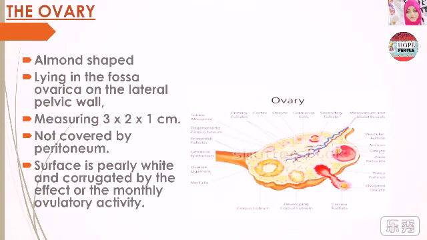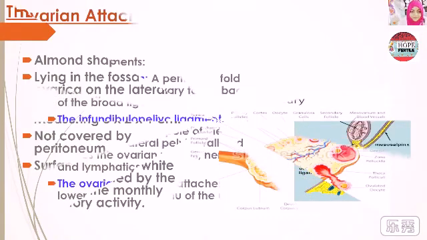So it comes to the ovary. It's an almond-shaped organ lying in the fossa ovarica on the lateral pelvic wall. It measures 3 by 2 by 1 centimeter, not covered by peritoneum. The surface is pearly white and corrugated by the effect of the monthly ovulatory activity.